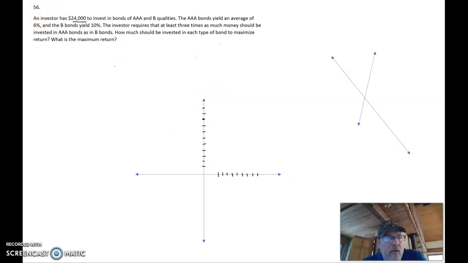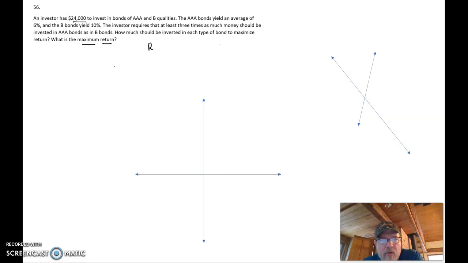So let's look at problem number 56. An investor has $24,000 to invest in bonds of AAA and B qualities. AAA bonds yield an average of 6%. The B bonds yield 10%. So right away, if we look, we're trying to maximize our return.